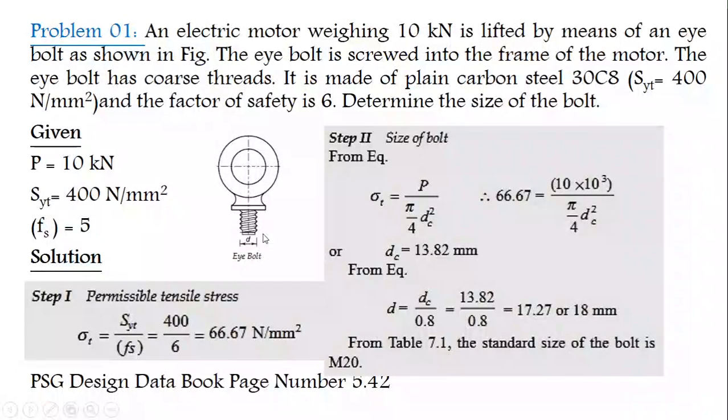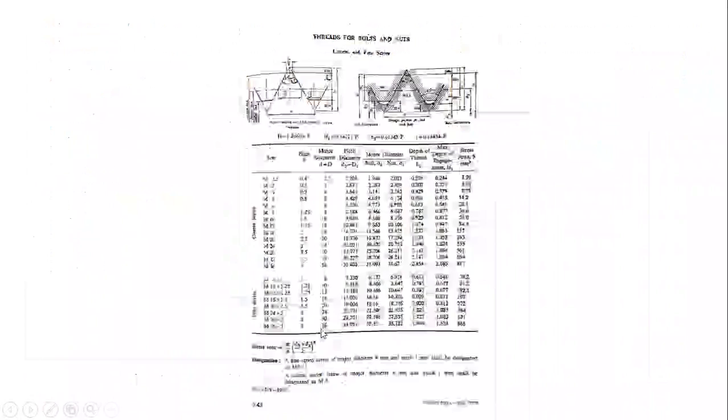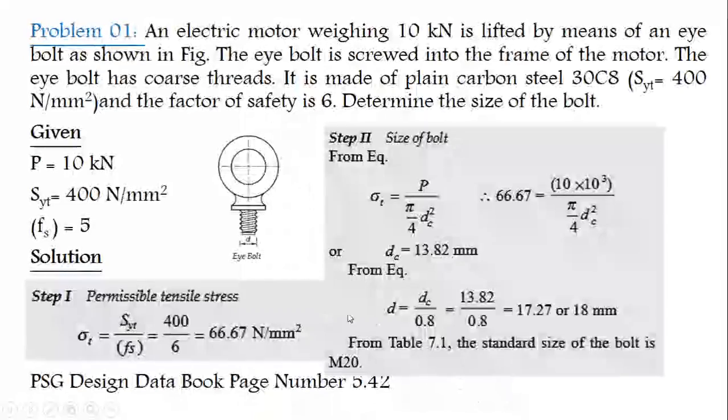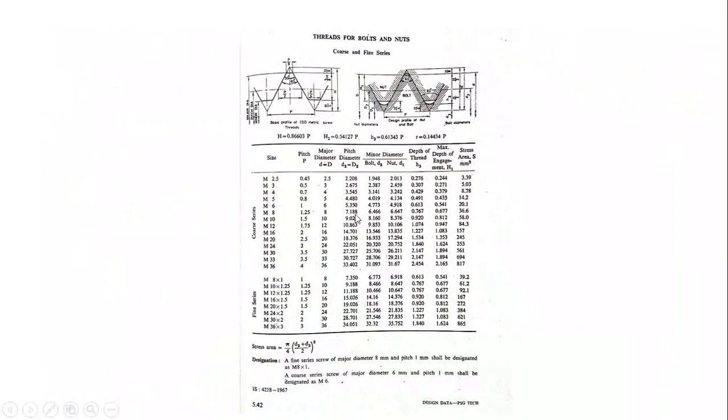This is the outer diameter of the bolt, M20. From this Dc also we can find the capital D value from this table. Here the Dc value is 13.82. This is the minor diameter, 13.546. So here 13.82 is bigger than this value, so we can go for the next size.